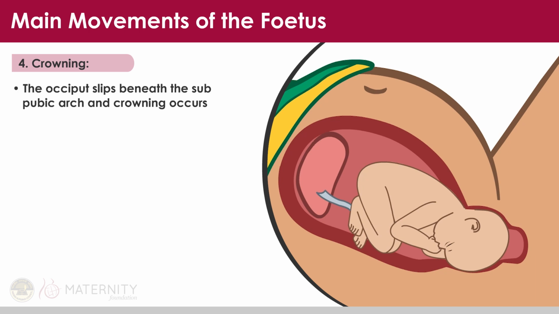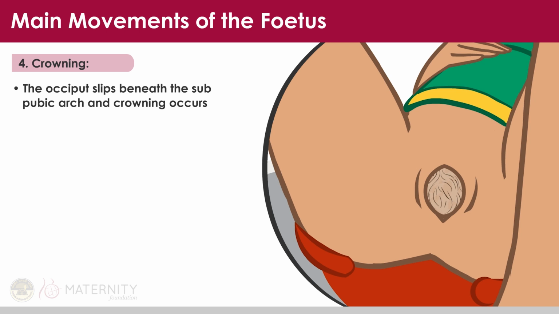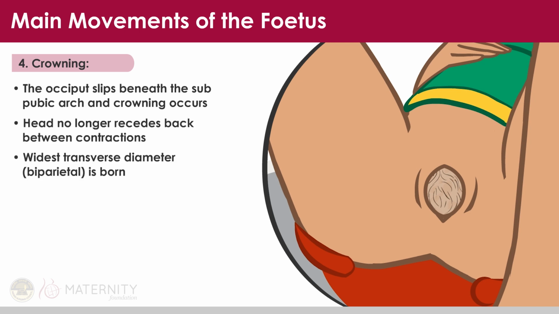Crowning. The occiput slips beneath the subpubic arch and crowning occurs. The head no longer recedes back between contractions. The widest transverse diameter, biparietal, is born.